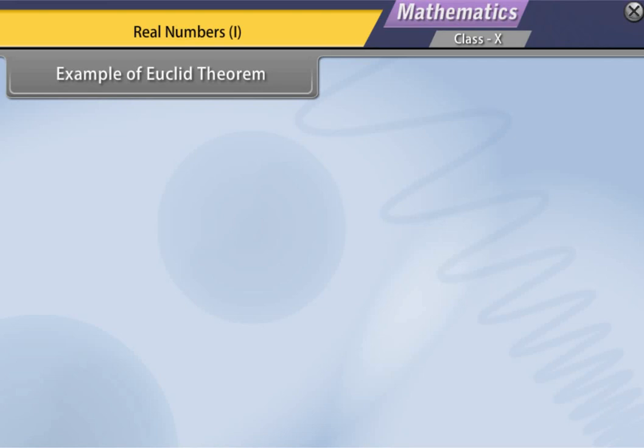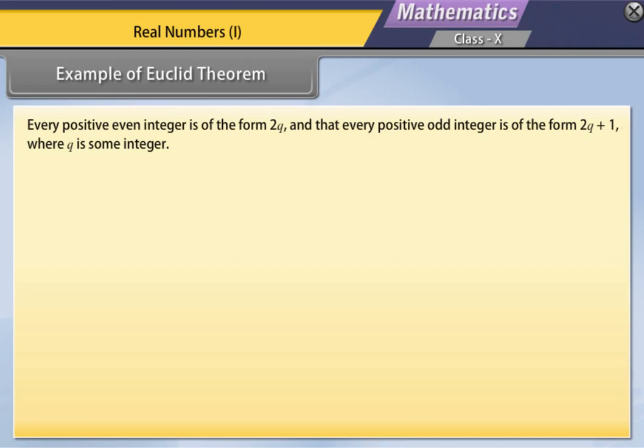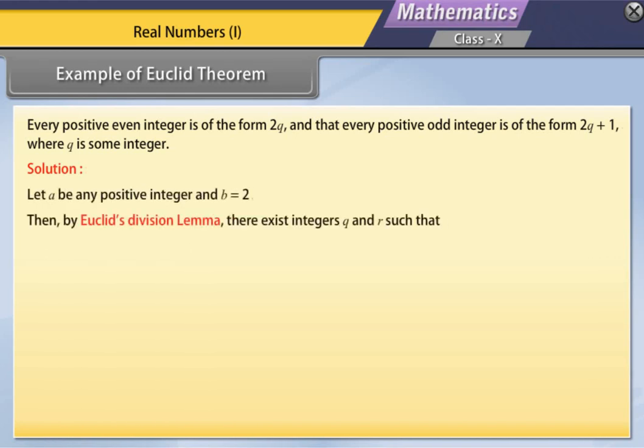Example of Euclid's theorem. Let us now prove that every positive even integer is of the form 2q and that every positive odd integer is of the form 2q plus 1, where q is some integer. Solution. Let a be any positive integer and b is equal to 2. Then by Euclid's Division Lemma, there exist integers q and r such that a is equal to 2q plus r, where 0 is smaller than or equal to r is smaller than 2.